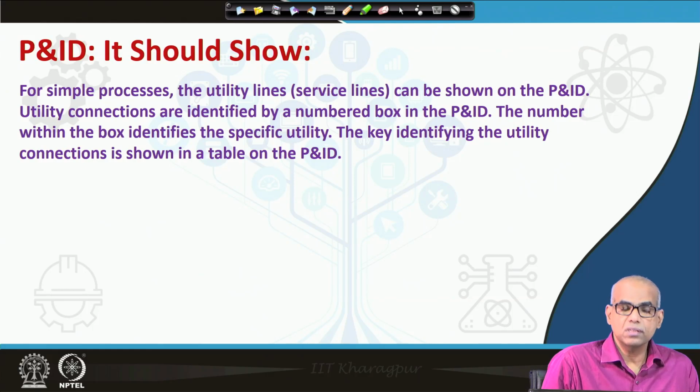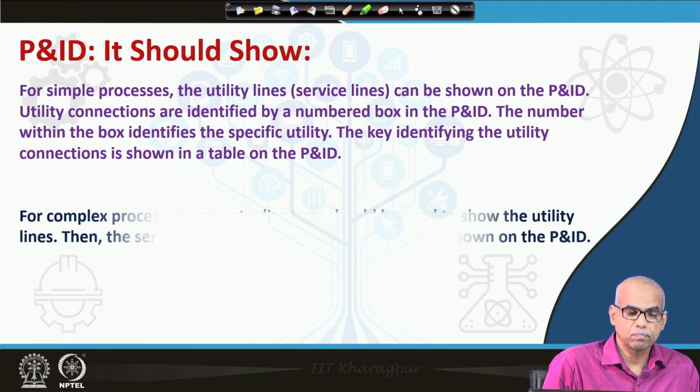For simple processes, the utility lines, also known as service lines, can be shown on the piping and instrumentation diagram. Utility connections are identified by a numbered box in the piping and instrumentation diagram. The number within the box identifies the specific utility. The key identifying the utility connections is shown in a table on the piping and instrumentation diagram.